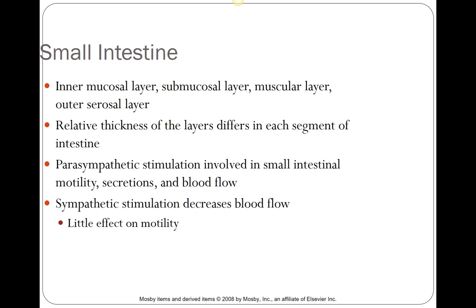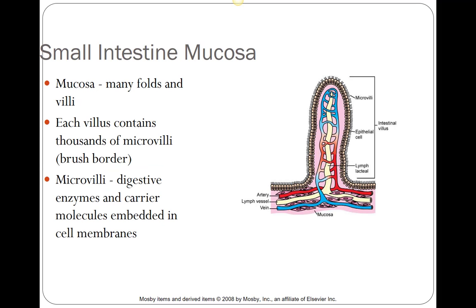When we look at it, there's that intermucosal layer, the submucosa, the muscularis, and the outer serosal once again. When we look at thickness, there are layers of thickness that are going to vary with each segment of the intestines. Usually the duodenum and the ileum are a bit thicker than, say, the jejunum is. Parasympathetic stimulation is very important. The parasympathetic maintains normal blood flow to the small intestine, and causes motility and secretions. The sympathetic nervous system stops blood flow, and pretty much has little direct effect on motility, but if you stop the blood flow, you stop the motility.